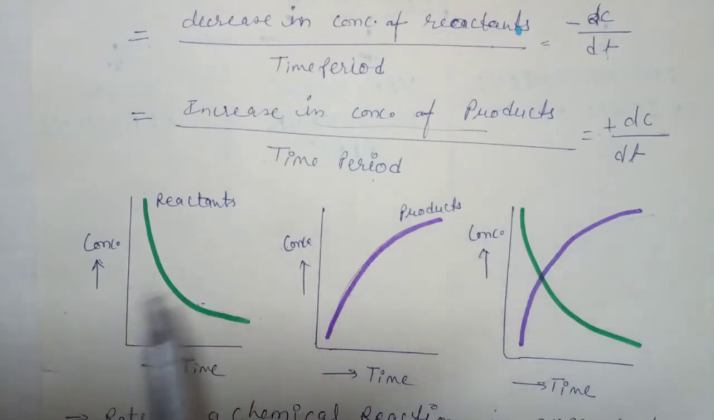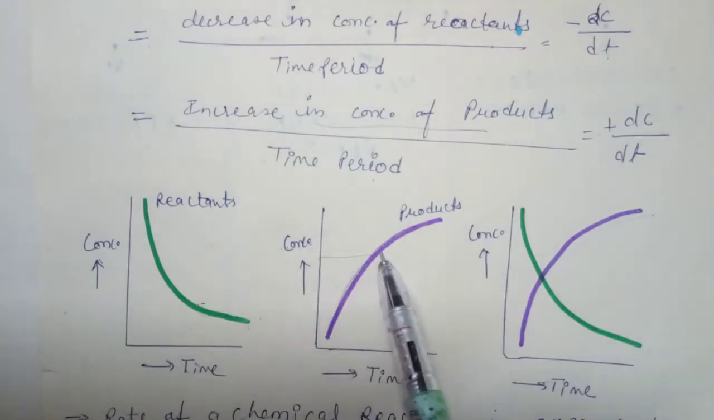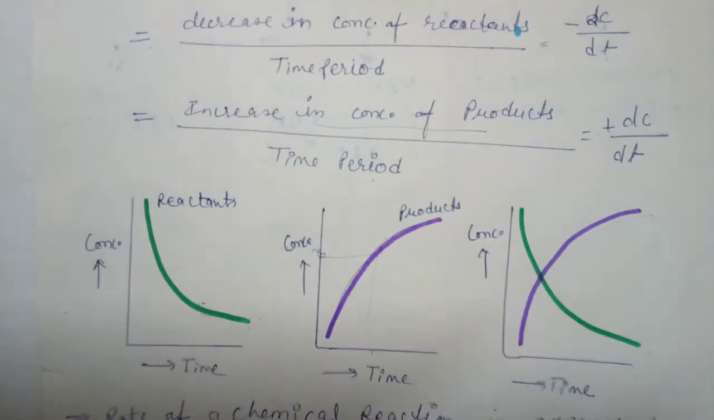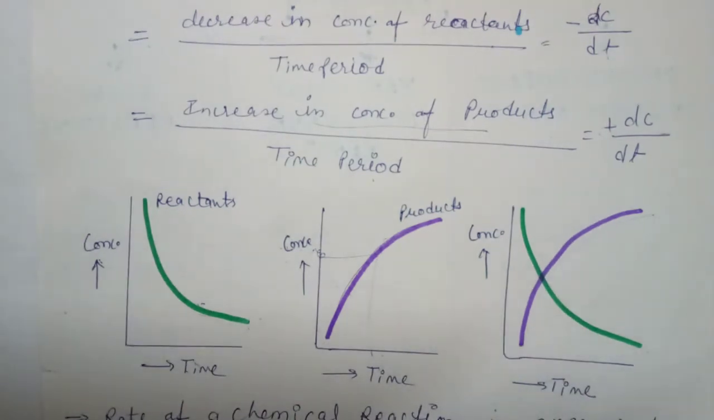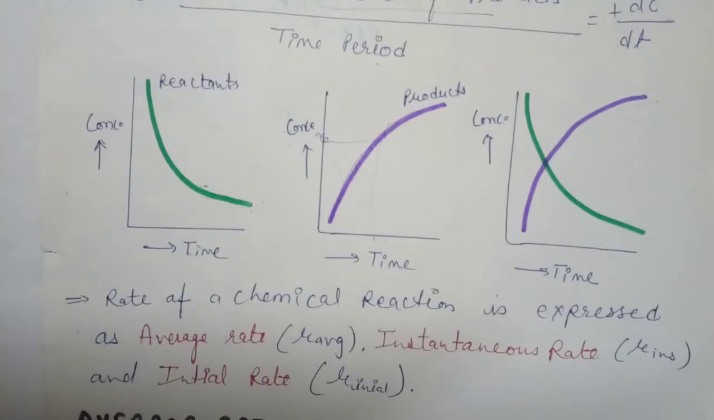Okay, clear? This is the rate of reaction by this graph. This is concentration, this is T. We can calculate the change in concentration per unit time. Now the rate of chemical reaction is expressed in three types: average rate, instantaneous rate and initial rate. Generally we use average rate and instantaneous rate.